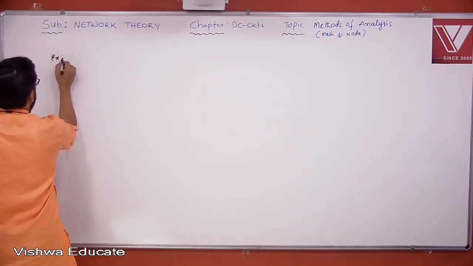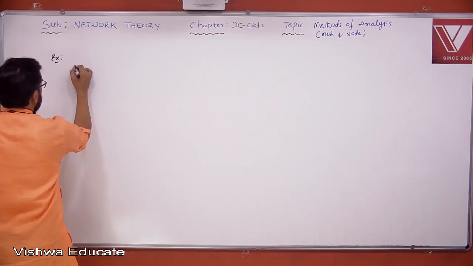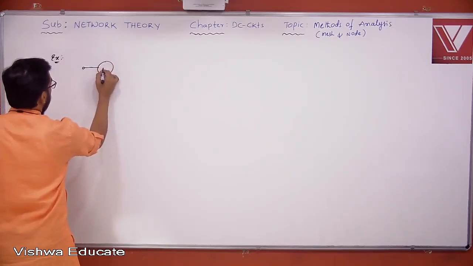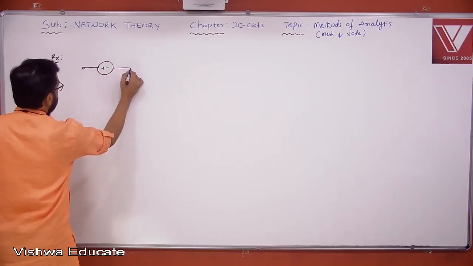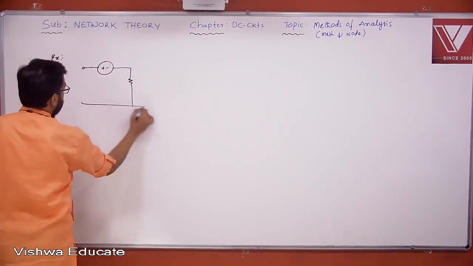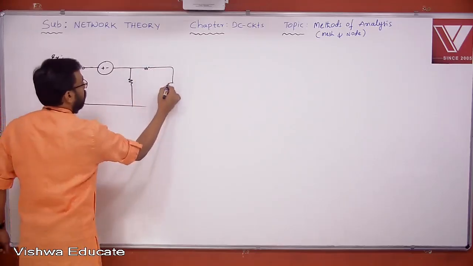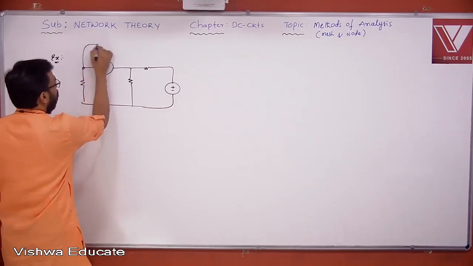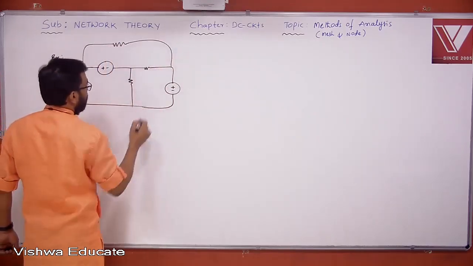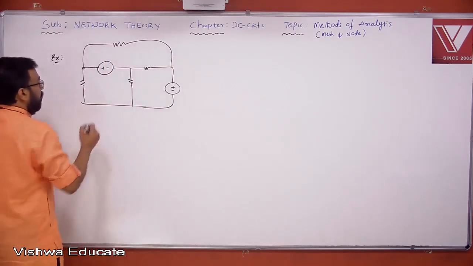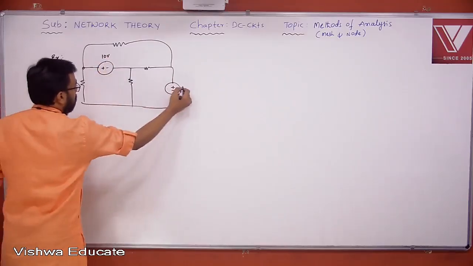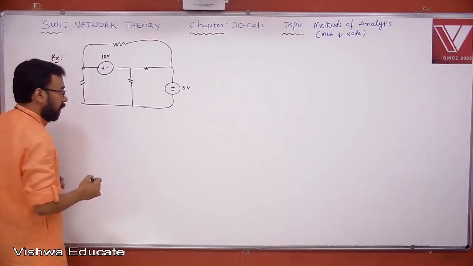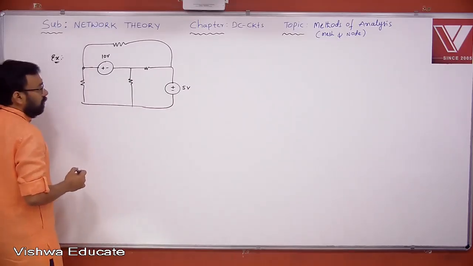Some examples, let us say. Okay. Now let us identify the number of equations required to analyze this network. Okay. See, this is some 10 volts, let us say, and this is 5 volts. And let's find the minimum number of equations required to analyze this particular network. Okay. So let's see now.